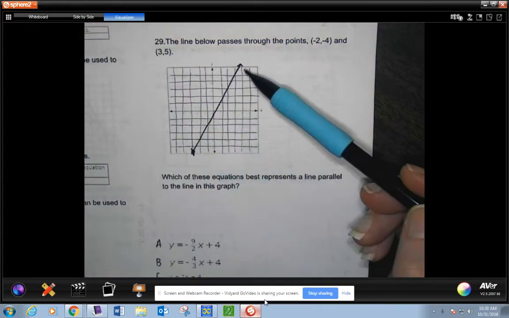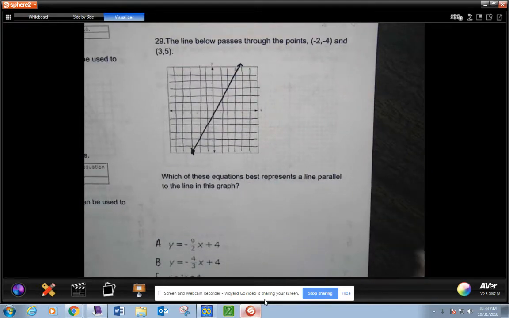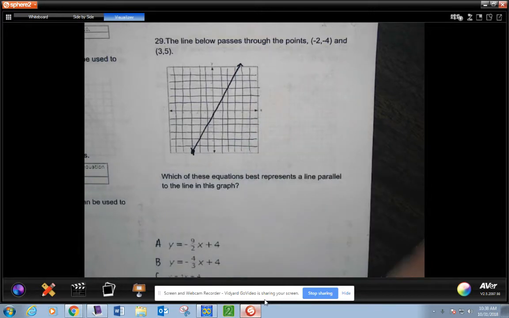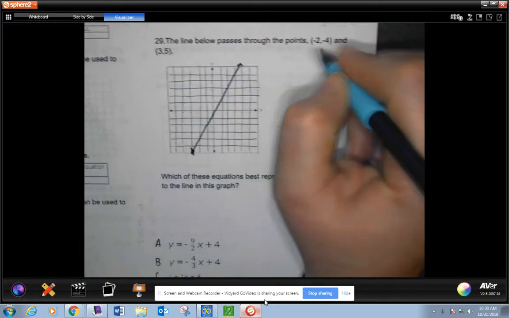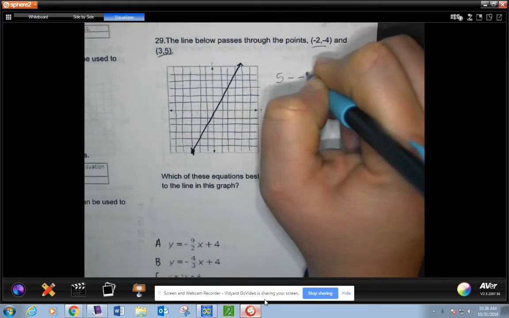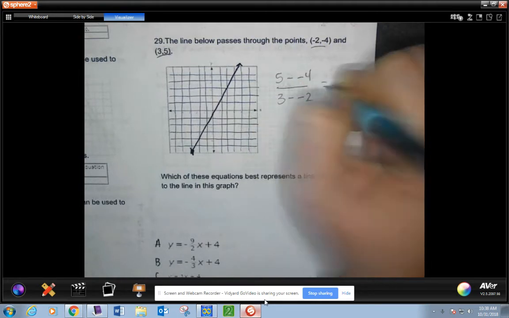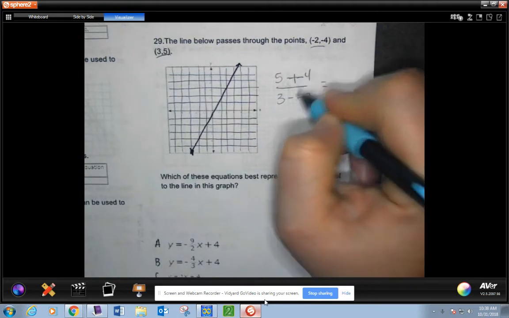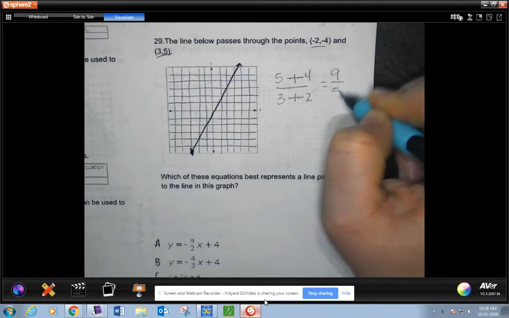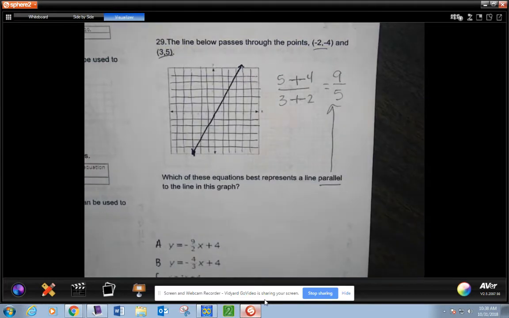They gave you a graph, and it says which of these equations best represent a line parallel to the line of this graph. This graph you're more than welcome to use, but all you need to know are those 2 points, and if you plug it in to y2 minus y1 over x2 minus x1 and change your double negatives, that gives you 9 over 5, which cannot simplify. And if we're talking about a parallel slope, I want the exact same slope.